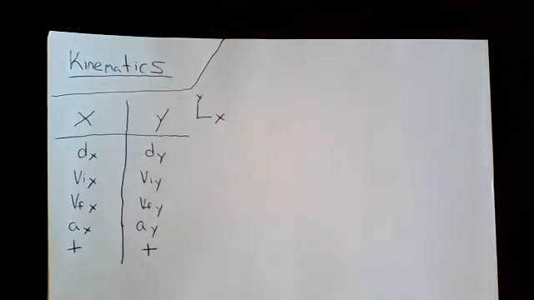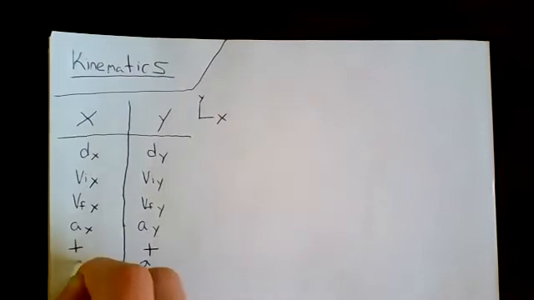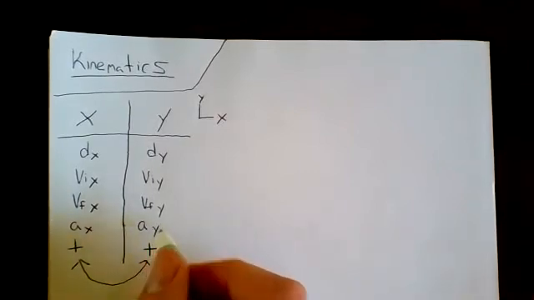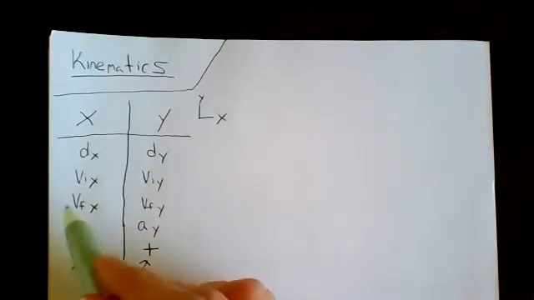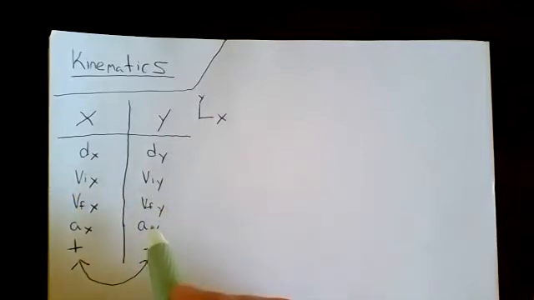As far as kinematics goes, the one that's really interesting and really important is time. Time can go from one side to the other and back and forth. It doesn't have a y or an x attached to it. So when you solve for time in the y, it can go to the x. When you solve for time in the x, it can go to the y. They are transferable.